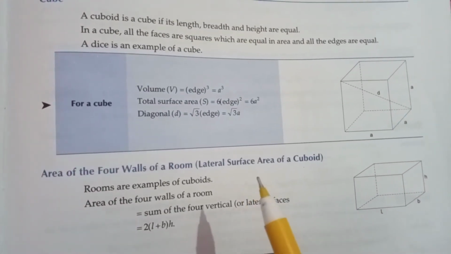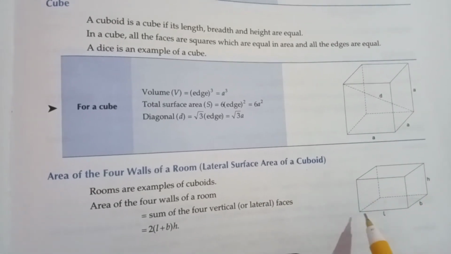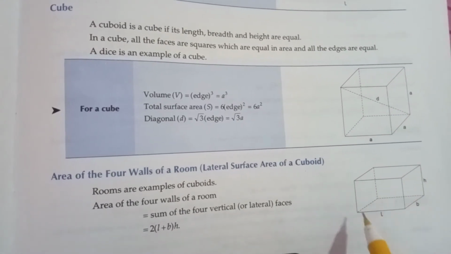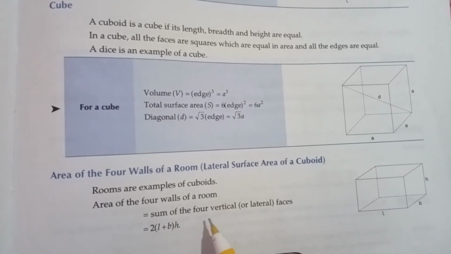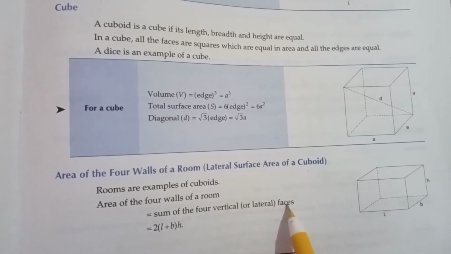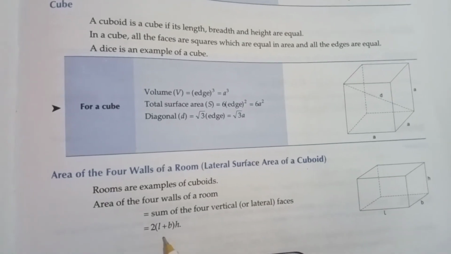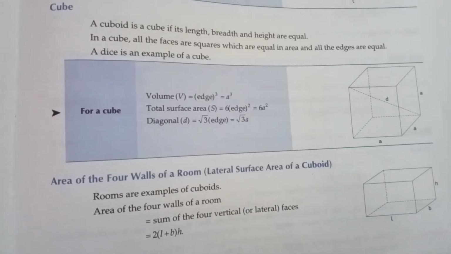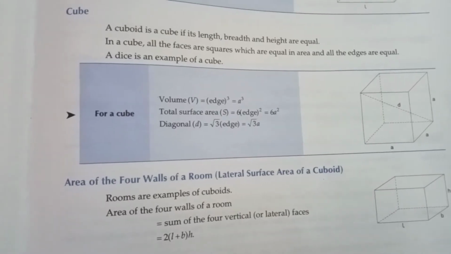One more thing, area of the four walls of a room. If we have to find the area of the four walls, for example in your home, then the area of the four walls of a room is equal to the sum of the four vertical or lateral faces, which is equal to 2 bracket L plus B into H. Clear student? So on the basis of this, we'll start the exercise of the chapter.